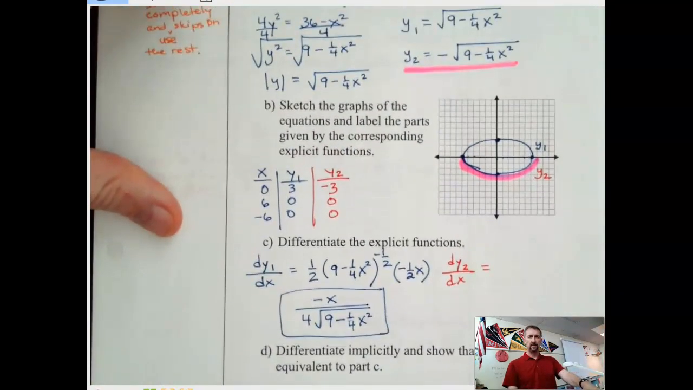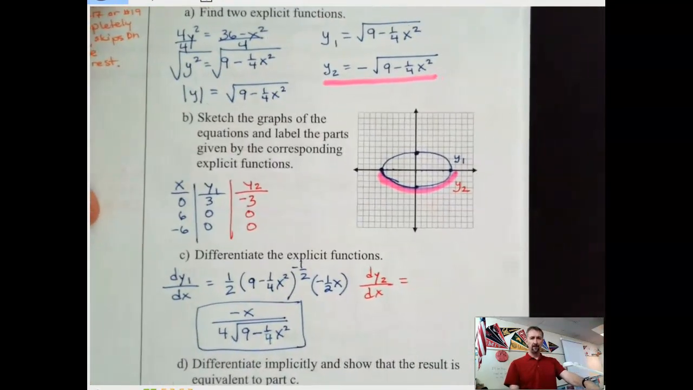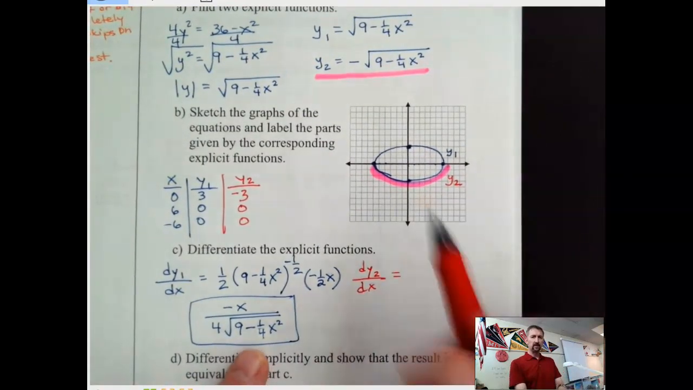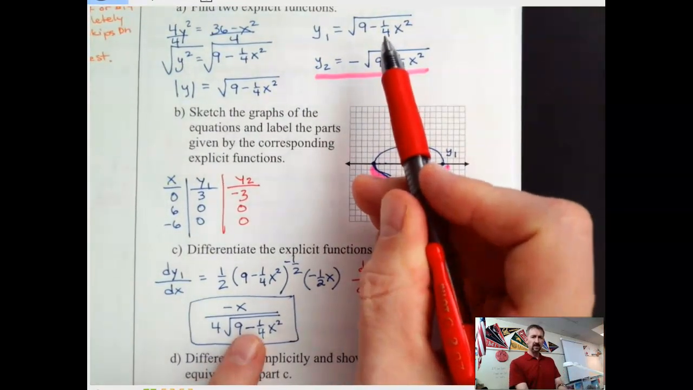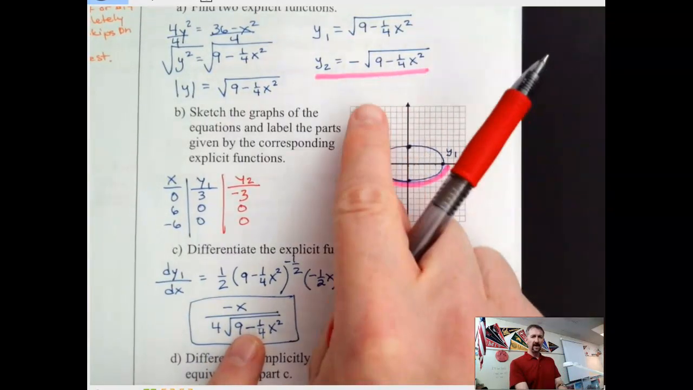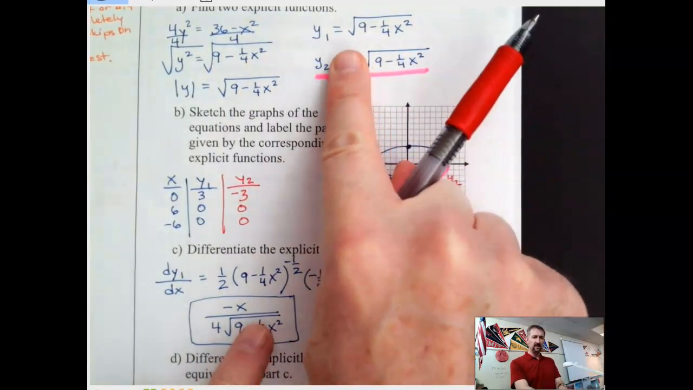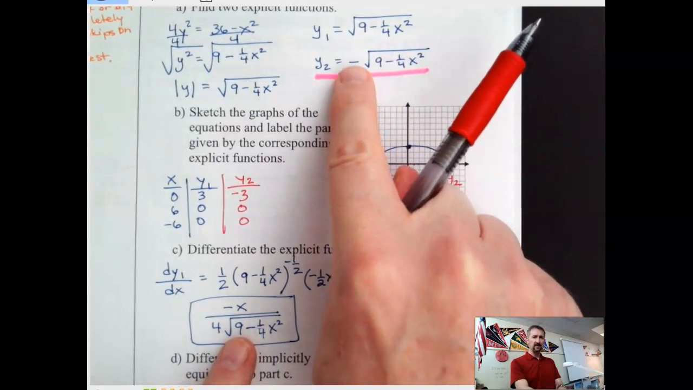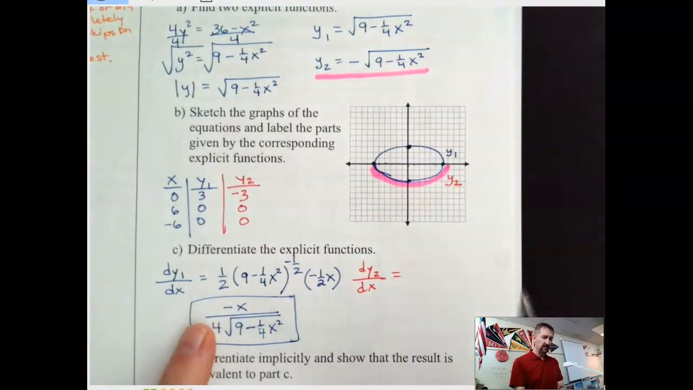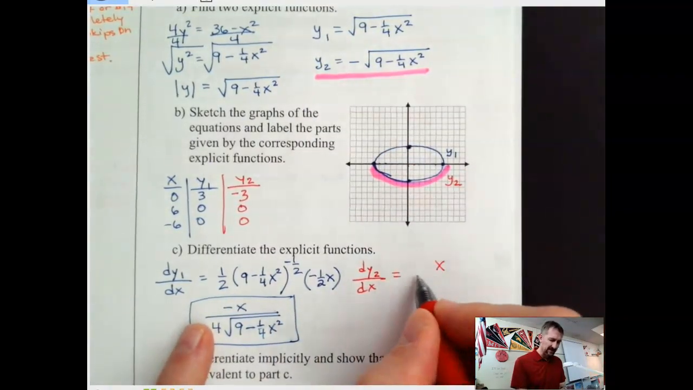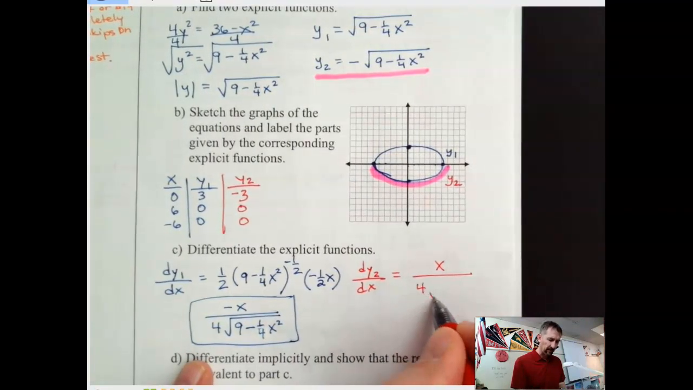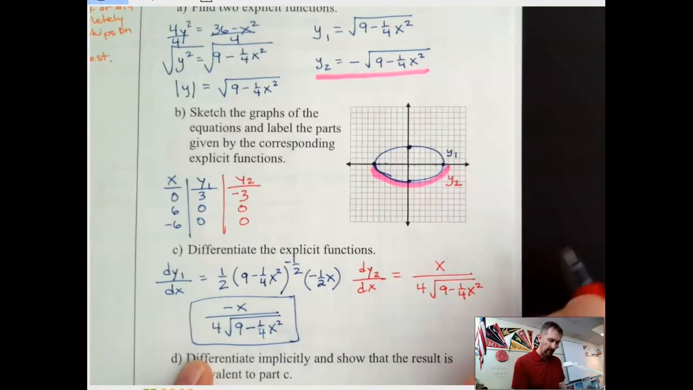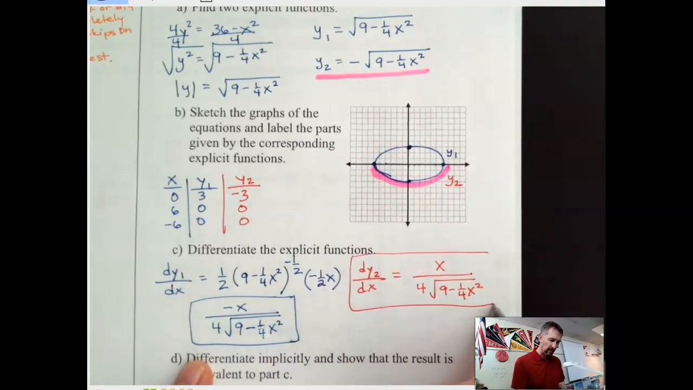So when we took the derivative of this, we got this. When we take the derivative of that, if we ignore this, we would get the exact same thing down here. We just have it times negative 1. So if we multiply this times negative 1, that's just going to be a positive. Okay.